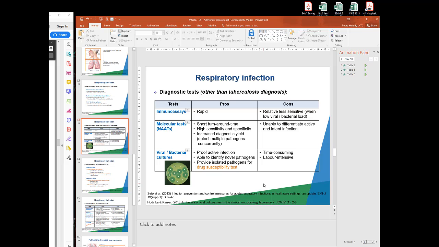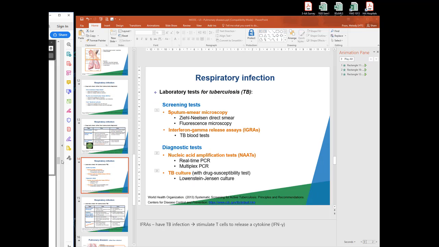Viral and bacterial cultures can prove the active infection and are able to identify some new types of pathogens. It can provide isolated pathogens for further drug susceptibility tests. So it's still an important laboratory test to confirm an active infection, although it is time consuming and labor intensive.